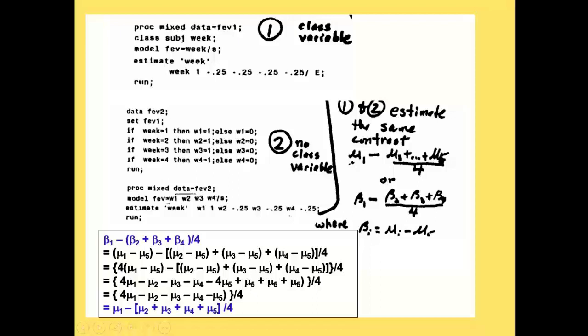Okay, you see that? Now, if I do a little algebra, what's beta 1? Beta 1 is what happens when you fit this model. If the reference group is week 5, beta 1 is the difference between week 1 and week 5, so beta 1 is mu 1 minus mu 5. Beta 2 is mu 2 minus mu 5. If I plug these in and do a little algebra, this turns out to be equal to mu 1 minus the average of the other four. So if I do this estimate, I'm estimating the same thing. You're going to have to spend a little time demonstrating to yourself that mu 1 minus the average of the other four is the same thing as beta 1 minus the average of the other three betas over 4. They're equivalent mathematically. So you should check that out just to make sure you see that.